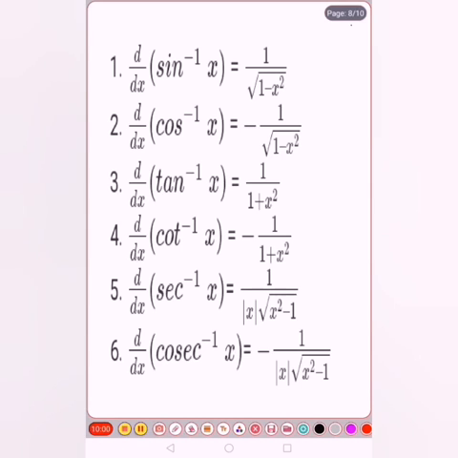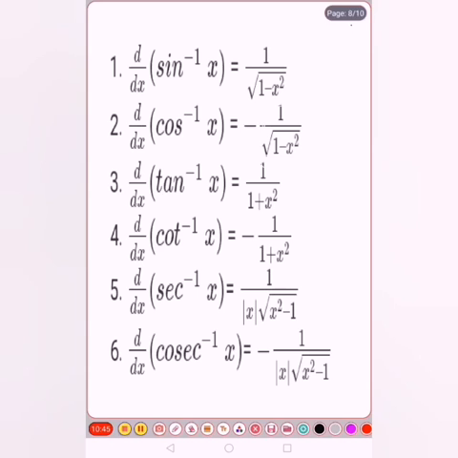Starting with d by dx of sin inverse x, that is equal to 1 by root of 1 minus x square. That is the differentiation of sin inverse x. Now the differentiation of cos inverse x is 1 by root of 1 minus x square, same as sin inverse x, but I already said that if c comes in the differentiation there will be a minus sign. Now the differentiation of tan inverse x is 1 by 1 plus x square. See here, 1 by 1 plus x square is for tan inverse x.